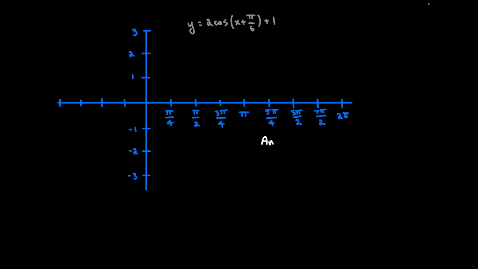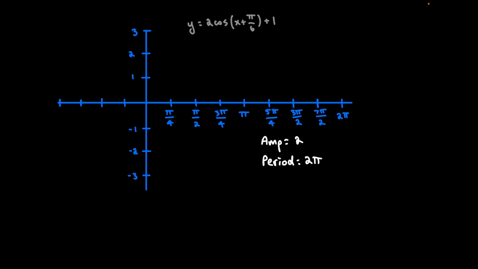We need the amplitude, which is the value of a, and the value of a here is just 2. The period is equal to 2 pi, since our axis is given in radians, divided by the value of b, which is the coefficient of x. And the coefficient of x is just 1. So that means it's 2 pi divided by 1, or simply just 2 pi. Okay, that is our period.